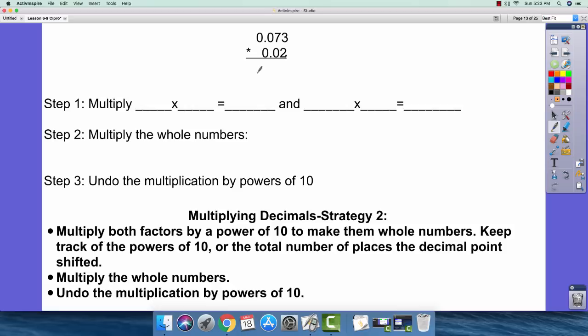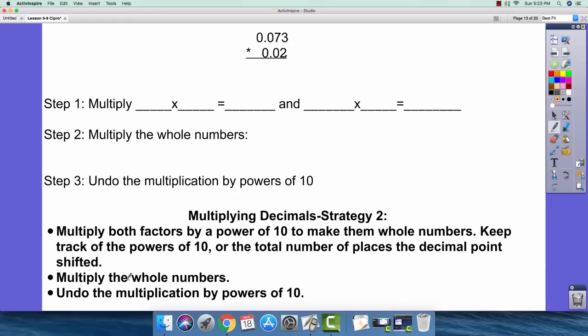First, we're actually going to multiply both of our factors by a power of 10 to make them whole numbers. So same idea as strategy 1, we still want to get whole numbers here, but for something like this, I can multiply by a power of 10 to get there. So one important point, though, is to keep track of the powers of 10, or the total number of places that the decimal point is shifting or moving, all right?